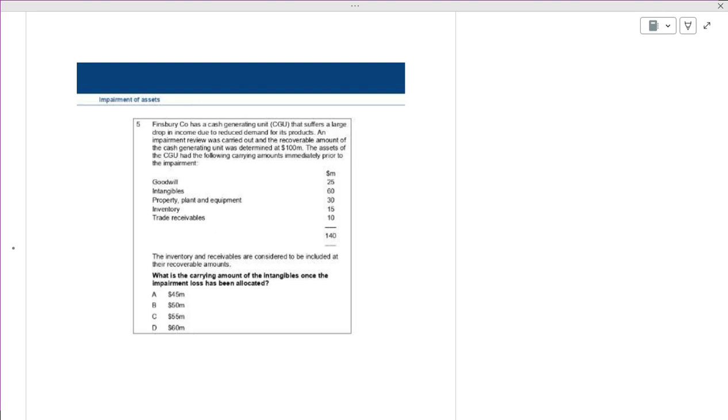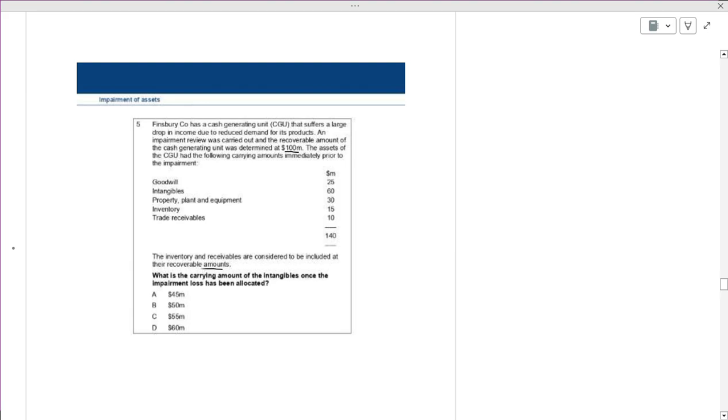Okay, a very big question, almost the things which you are doing. Finsbury has a cash generating unit that suffers a large drop in income due to reduced demand for its products. An impairment review was carried out and the recoverable amount is only 100. Find the assets of the CGU with carrying amounts of 140. First, what you have to do? We have to target goodwill. Current assets will remain the same except inventory. The inventory and receivables are considered to be included at their recoverable amounts.